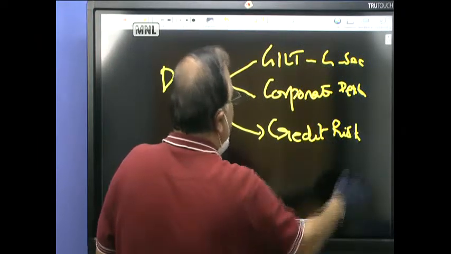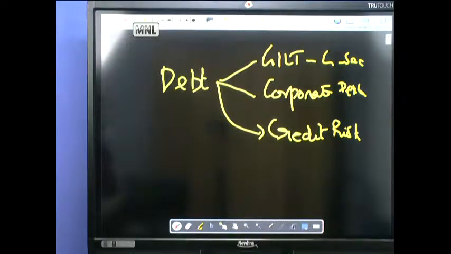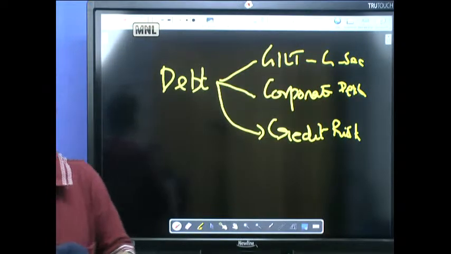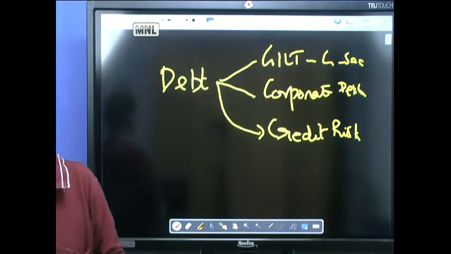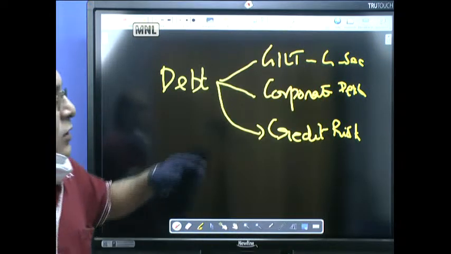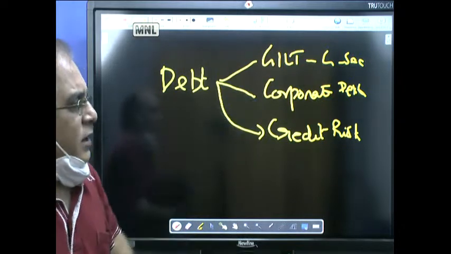When you say credit risk, normally when you do an FD, you look at the type of AAA rating, AA rating, like this. So the credit risk fund will try to balance between return and risk. They may go for some category below AAA, maybe just AA or A plus or something like that, in order to enhance the return. So this is gilt and corporate debt.